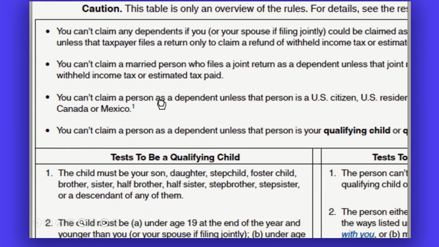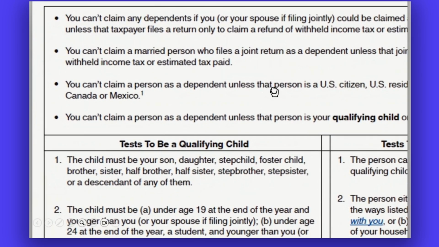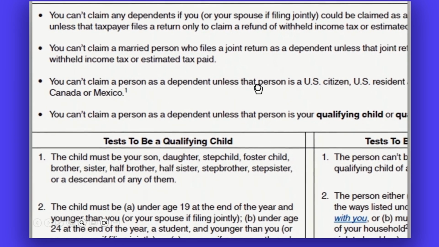You also cannot claim any married person who files a joint return as a dependent. So if the person is married filing jointly, you cannot claim them as a dependent. And again, there's this exception unless the only reason they're filing that joint return is to get a refund of tax already paid in. But again, the rule you want to remember is if someone is married filing jointly, you cannot claim them as a dependent on your tax return.